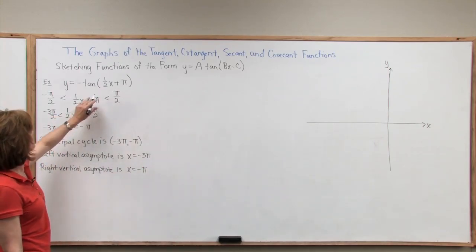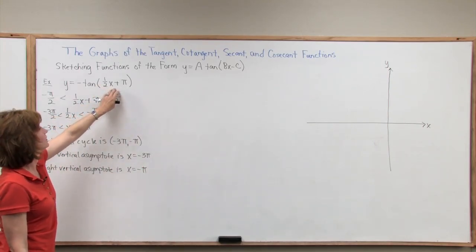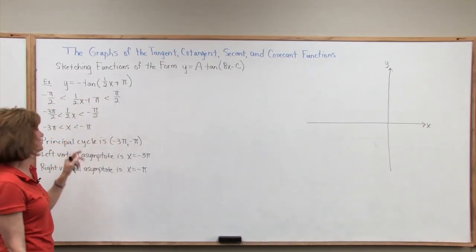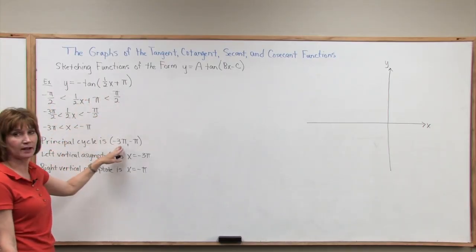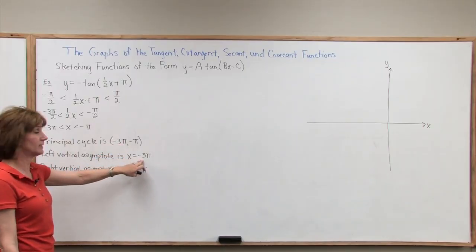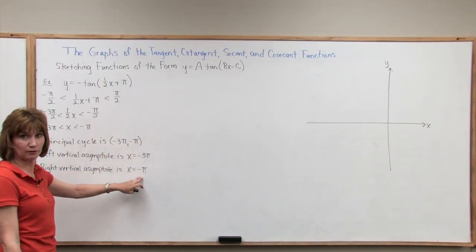So again, to determine the principal cycle, you take the argument bx minus c, you put it between negative pi over 2 and pi over 2, you solve. That will give you the principal cycle. The left of the principal cycle tells you the left vertical asymptote, and the right gives you the right vertical asymptote.